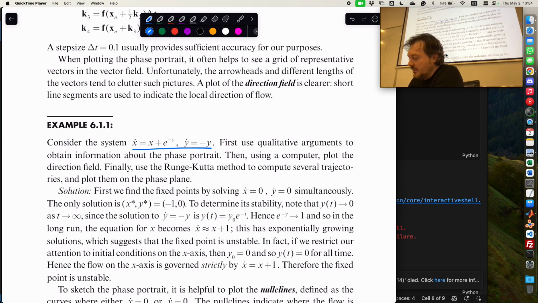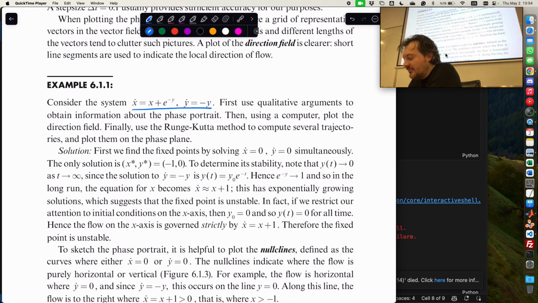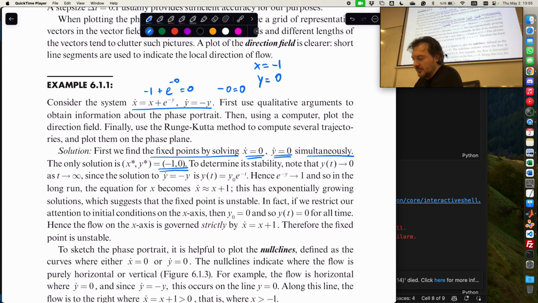Let's read the book. First, we find the fixed points by solving x dot equals 0 and y dot equals 0 simultaneously. Okay. The only solution is minus 1 and 0. Let's put it down. x equals minus 1, y equals 0. Does it satisfy both of them being 0? Yes, it does, because e to the minus 0 plus minus 1 is equal to 0, and minus 0 is equal to 0. Very good.